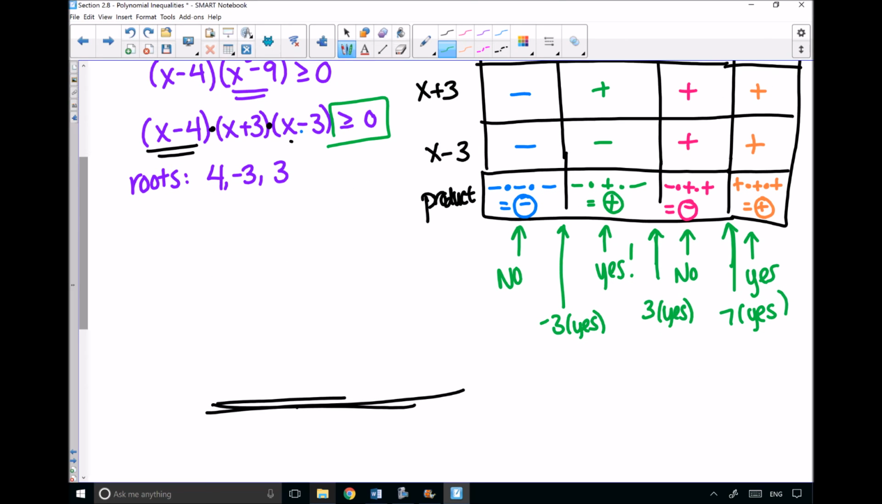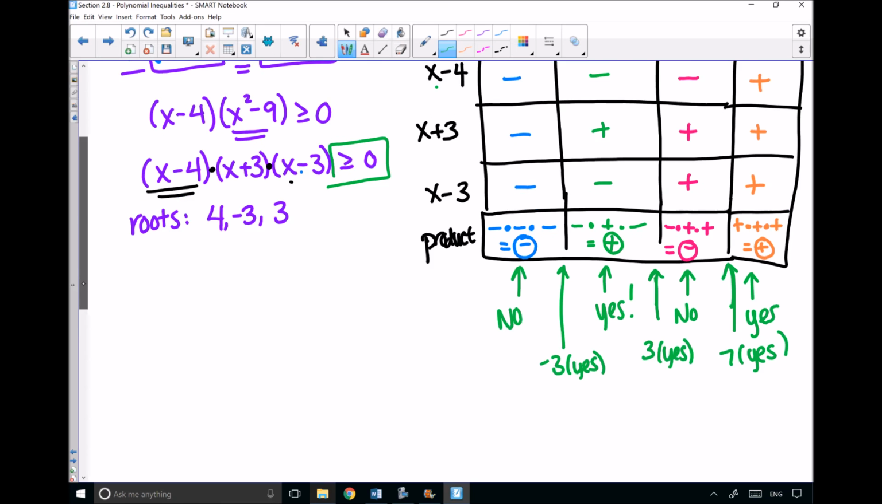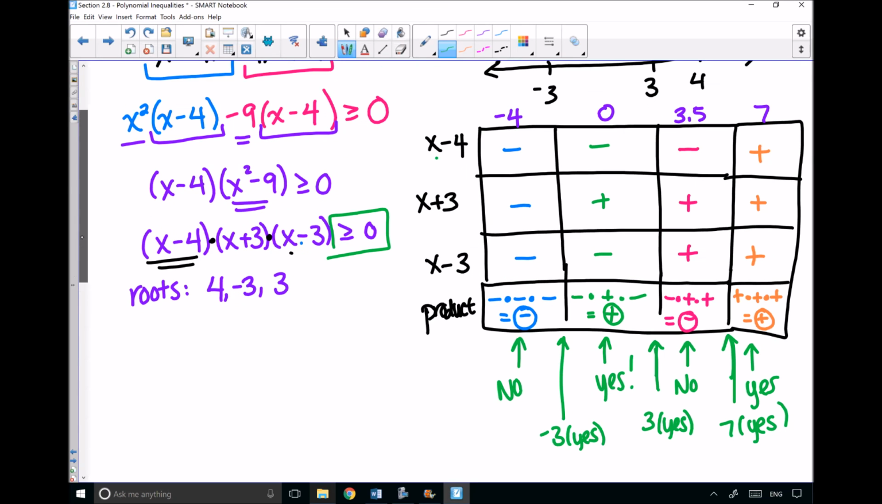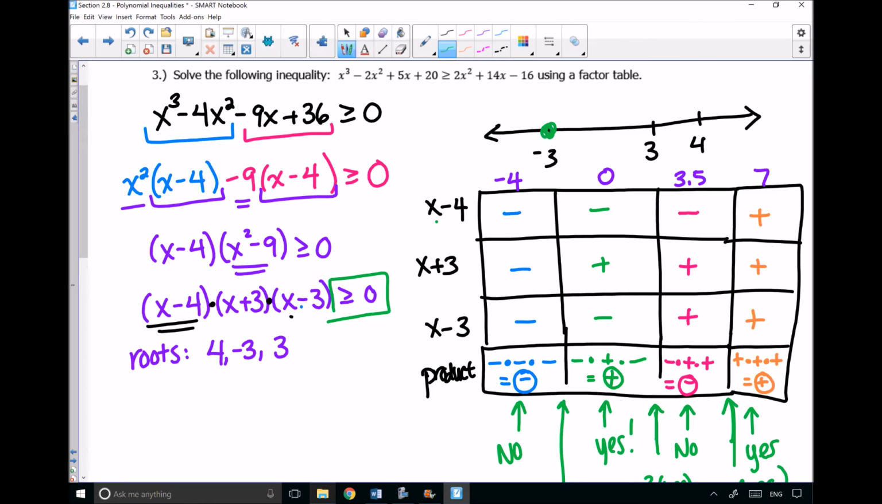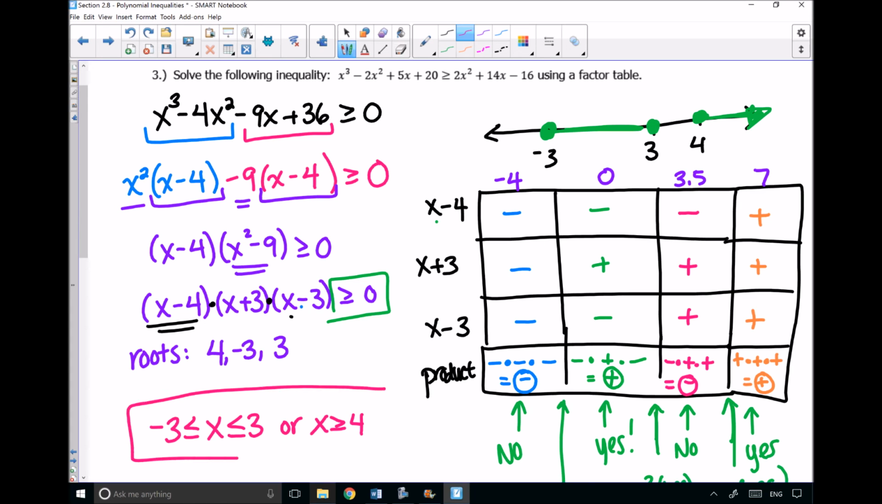Therefore, my answer is going to be, sorry about that, between -3 and +3. So it'll work everywhere from here all the way to here and everything in between, as well as from 4 to infinity. So therefore my answer is going to be -3 is less than or equal to x is less than or equal to 3, or x is greater than or equal to 4.